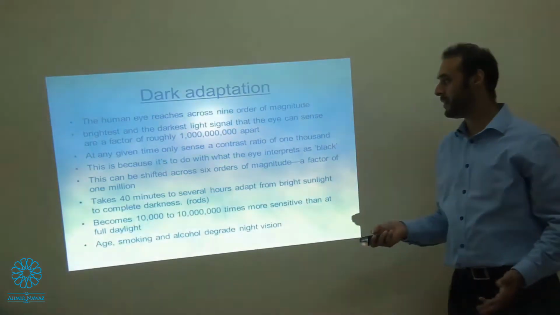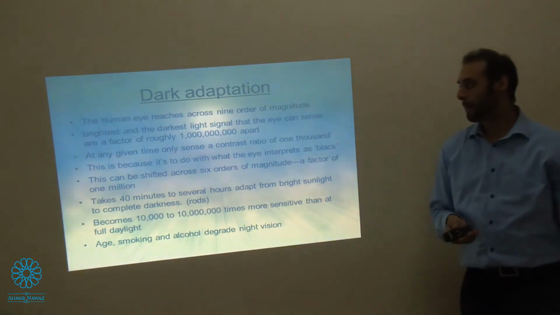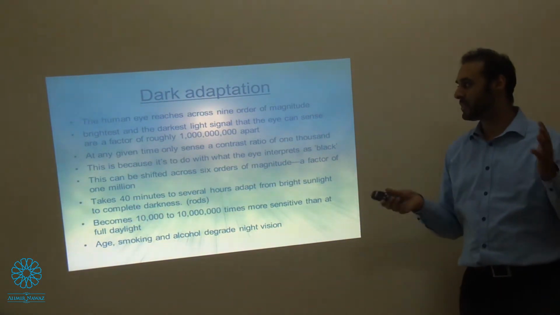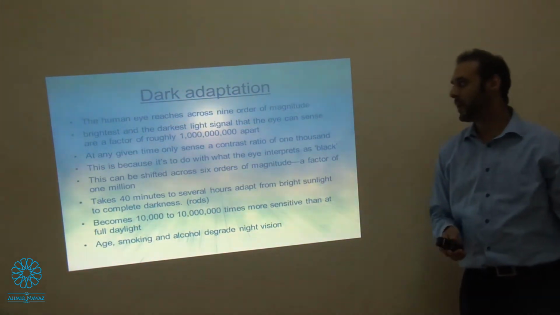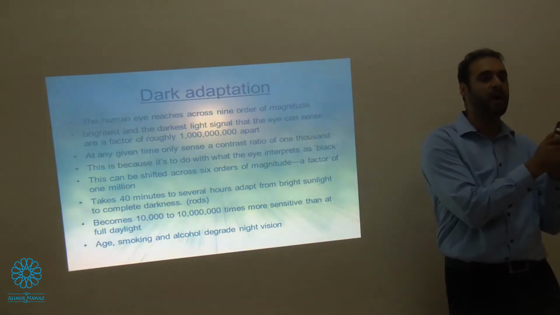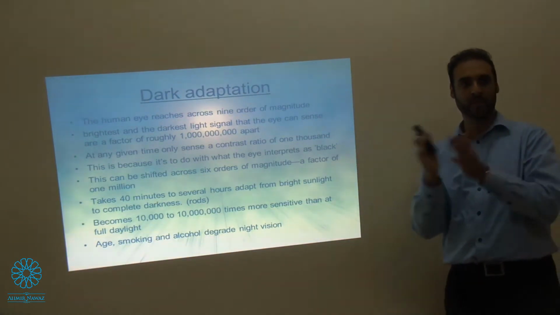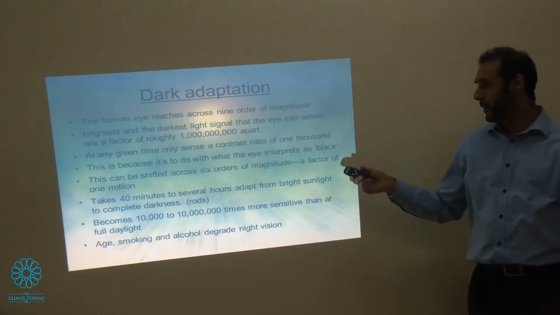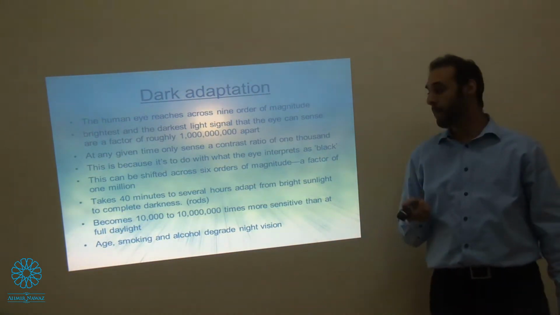They're other things. So, dark adaptation: the human eye reaches across 9 orders of magnitude. So the brightest and darkest light signals that the eye can sense differ by a huge factor. That's a big number. At any one time, your contrast ratio is 1,000. That's because your eye needs to set at something that's dark, and it adapts to what it thinks is the darkest object. So from there to there, the contrast ratio is about 1,000. This can be shifted across 6 orders of magnitude, a factor of 1 million.